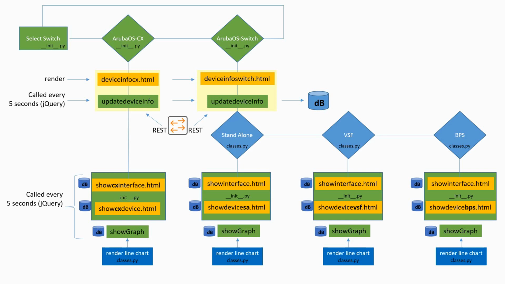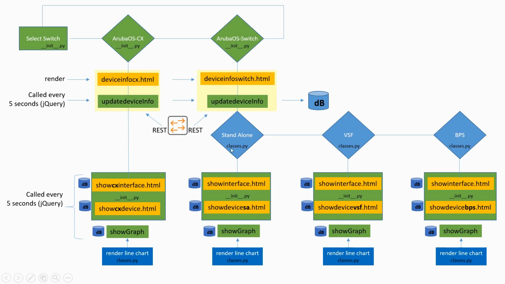Before I do that, let me just explain what the colors mean. You can see that all the objects in the diagram have different colors, and they refer to the source location of the action or the code. On top you'll see select switch, which is in green, and these functions or definitions or routes or whatever code you have are located in the init.py.